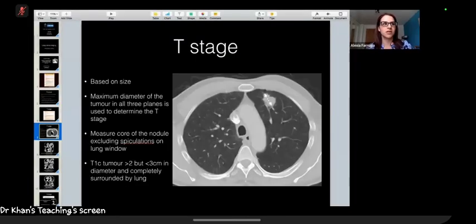So let's see some pictures. As we said, the T stage is based on the maximal size. When you're measuring tumors, it is important to measure them on the lung window and to exclude any spiculations, which could overestimate the actual size of the tumor. Okay, so this was a T1C tumor because it measured more than 2 but less than 3 centimeters in diameter, and it's completely surrounded by lung.